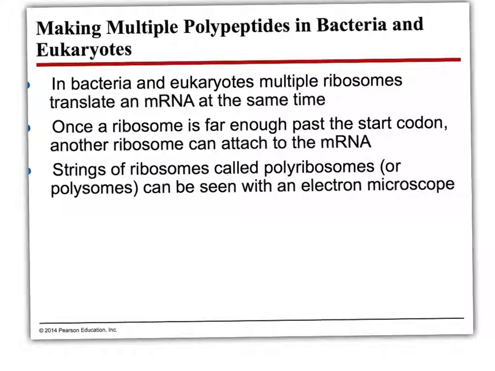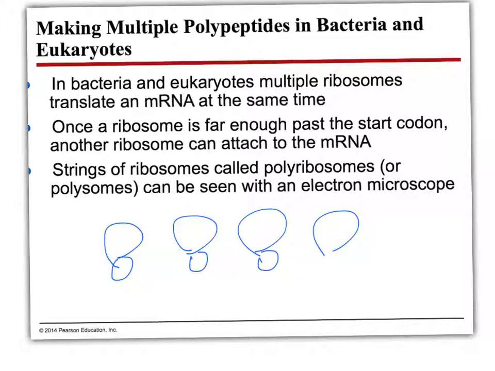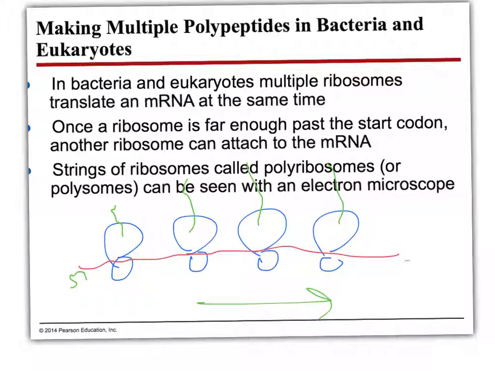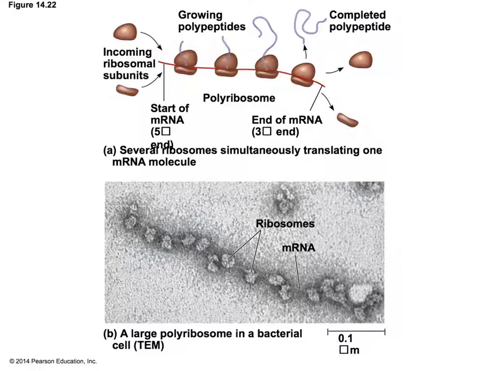What those are called are strings of ribosomes called polyribosomes, so it kind of looks like this. Here's a ribosome, another ribosome. Here's your mRNA, and we'll call this your growing polypeptide. The direction's this way, 5' to 3'. That is a polyribosome. See what it looks like up top there. So you have multiple ribosomes bound to one mRNA.